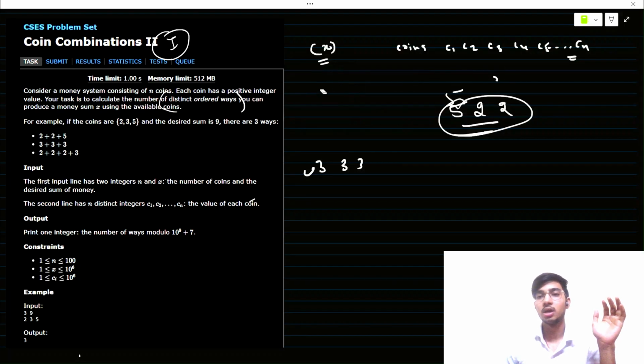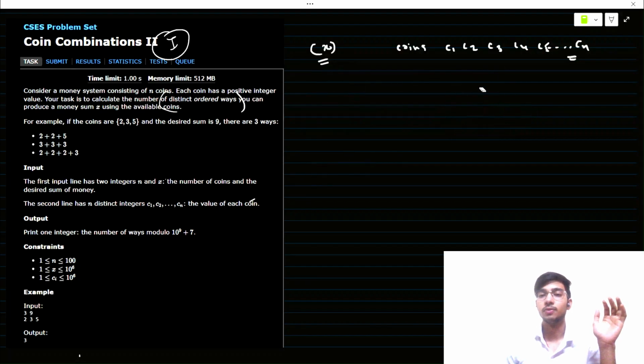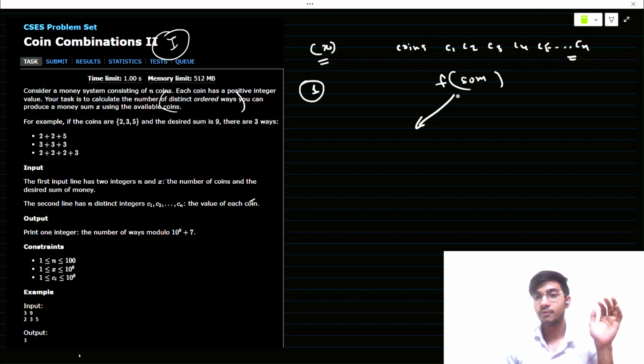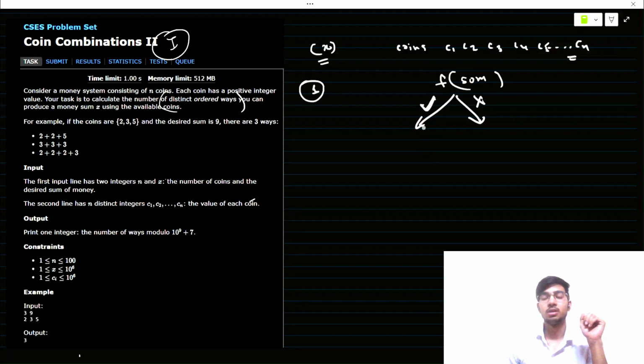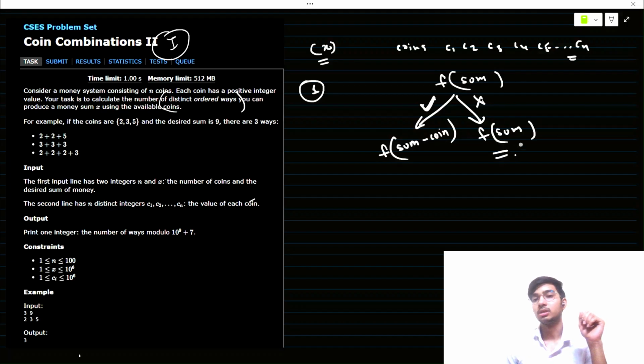So let's try to get the intuition of how we are going to solve that. You have to note two things here. The first thing is that if you have to construct a sum and you have the coins, then you have two choices. You could pick or not pick that coin. If you pick it, the next sum you are going to construct is sum minus coin. If you do not pick it, the next sum that you are going to construct is f of sum.